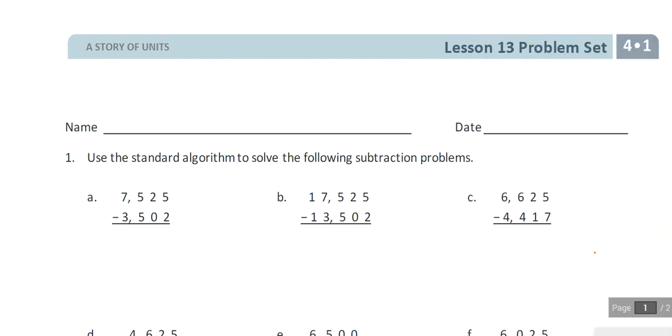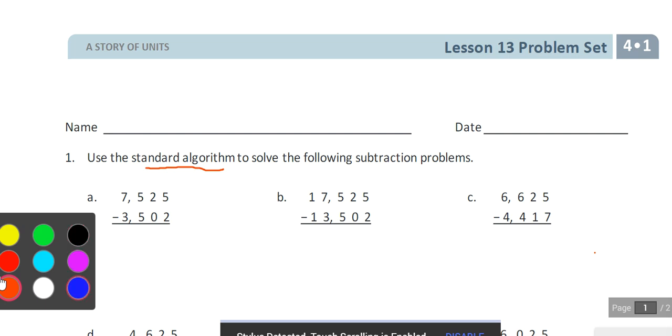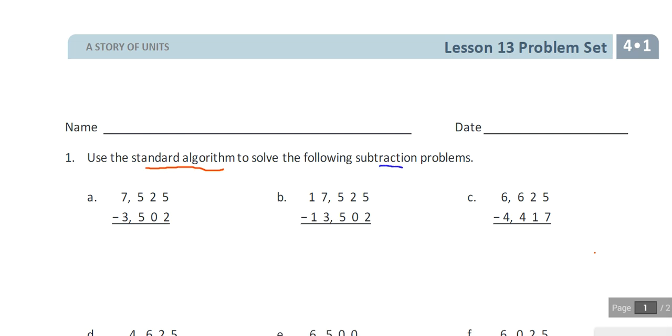Alrighty, so in this lesson problem set, all we're going to be doing in the first one is using the standard algorithm to solve subtraction problems. Okay, so we'll do these the good old-fashioned way. Just you're taking 2 from 5, which gives you 3, and 2 from 0 is 2. 5 from 5 is 0, and 3 from 7 is 4. So there you go. Well, I'm not going to do all these for you.